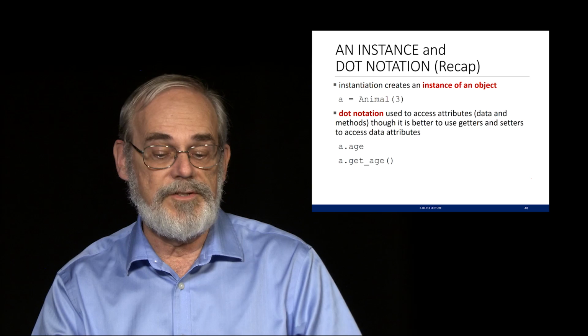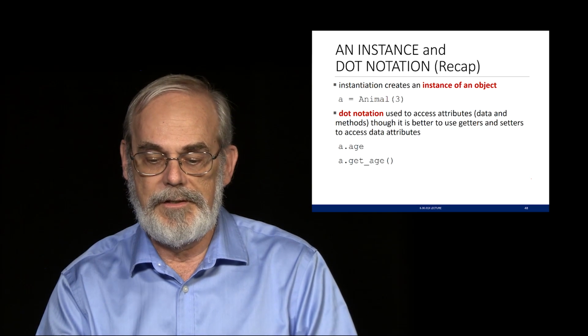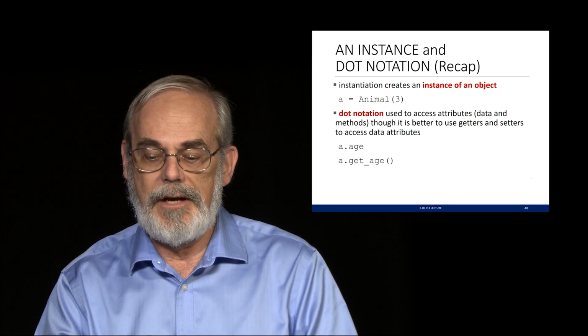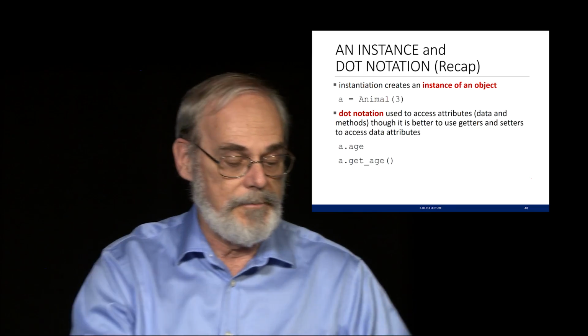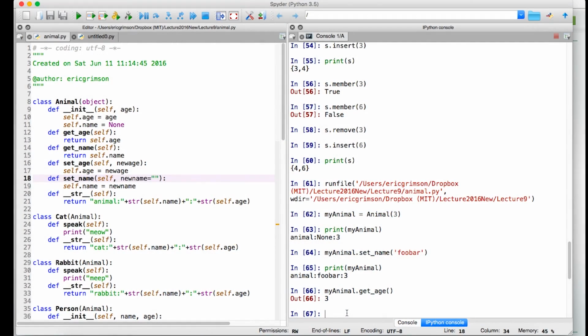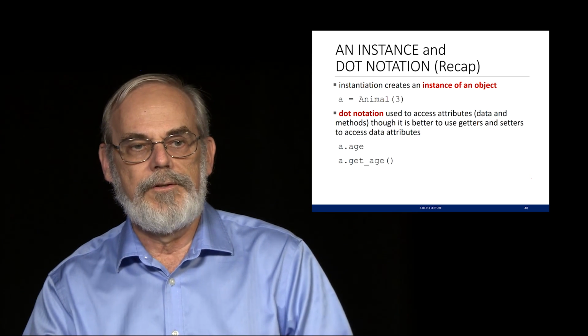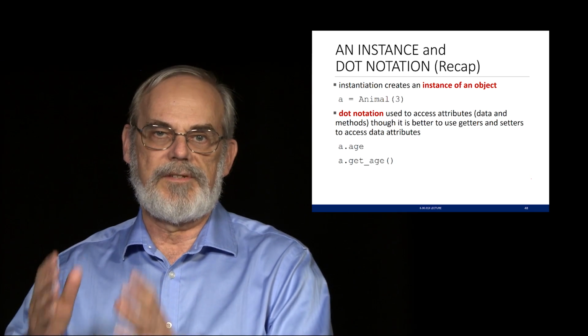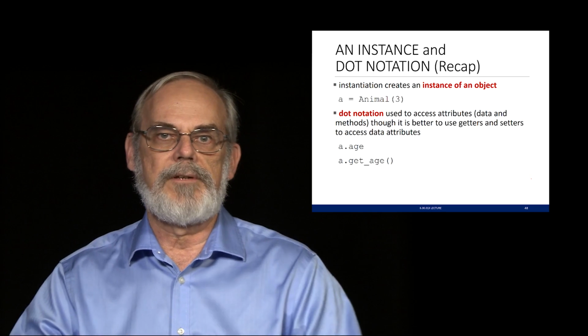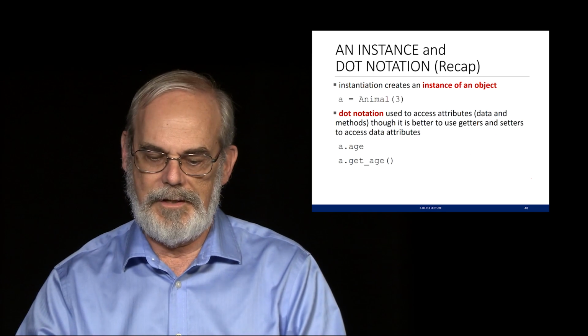I can create an instance by using the class definition. The dot notation lets me get out the pieces inside of it. And I could, in principle, get my animal's age. Again, if I type that in here, my animal age. But in fact, I really don't want to do that. I'd really rather use the getter. And that's because I want to separate the internal representation from access to that representation.